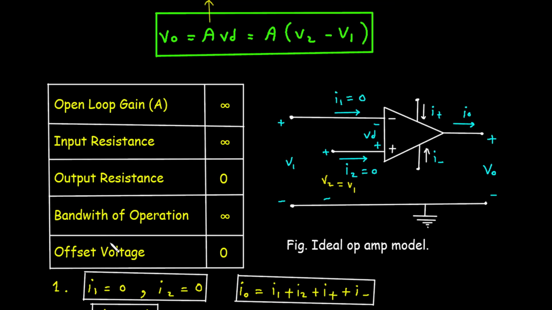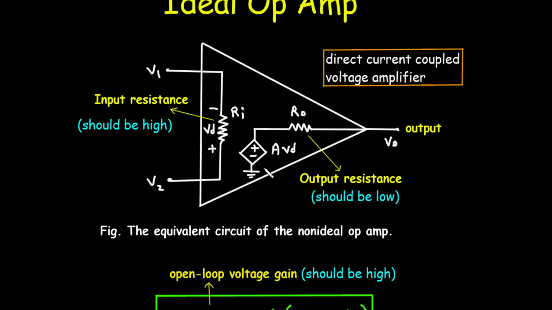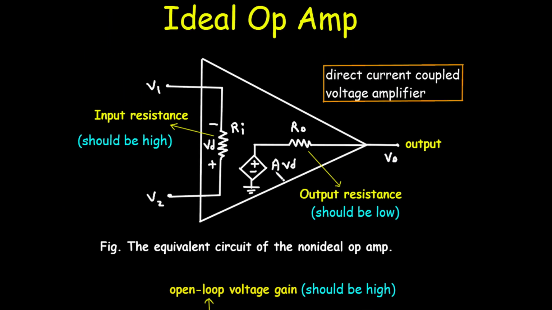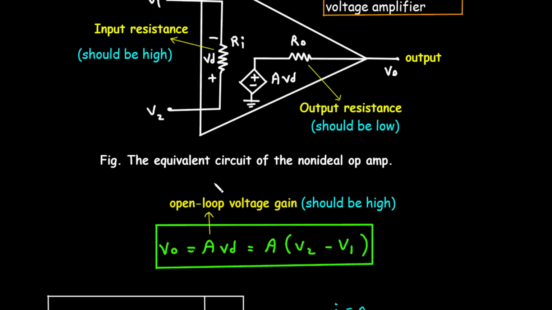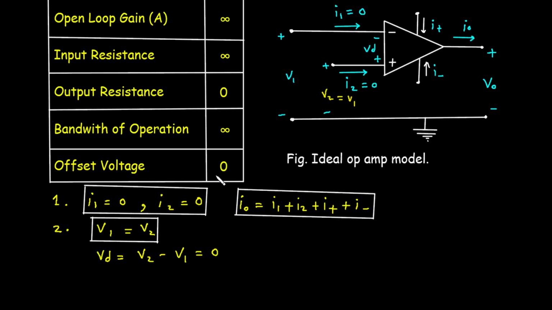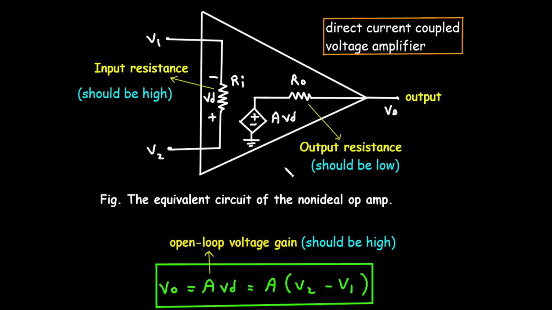Fourth, infinite bandwidth. An ideal op-amp can amplify signals of any frequency without any attenuation. This means it has a flat frequency response over the entire spectrum. Fifth, zero offset voltage. When the input differential voltage is zero, meaning both inputs are at the same voltage, the output voltage of an ideal op-amp is exactly zero.